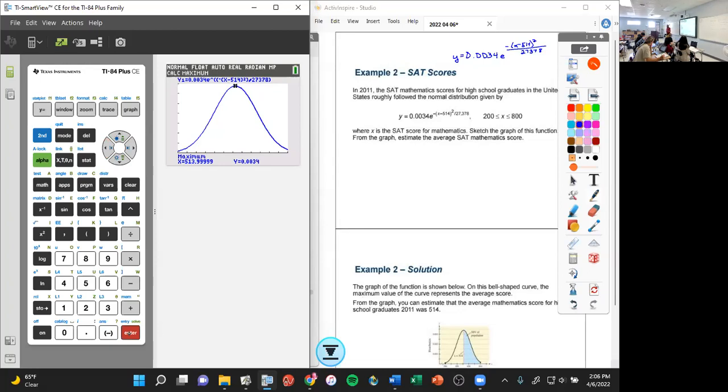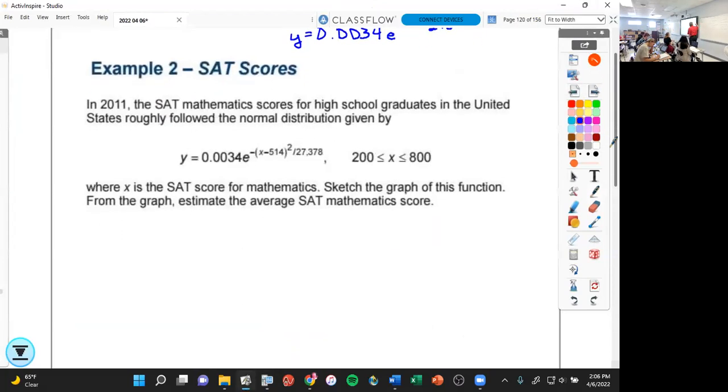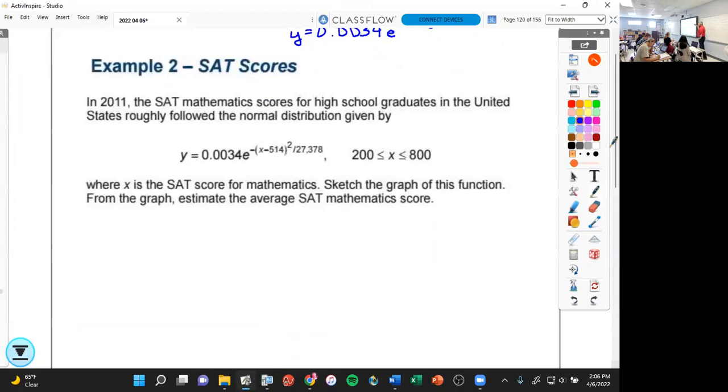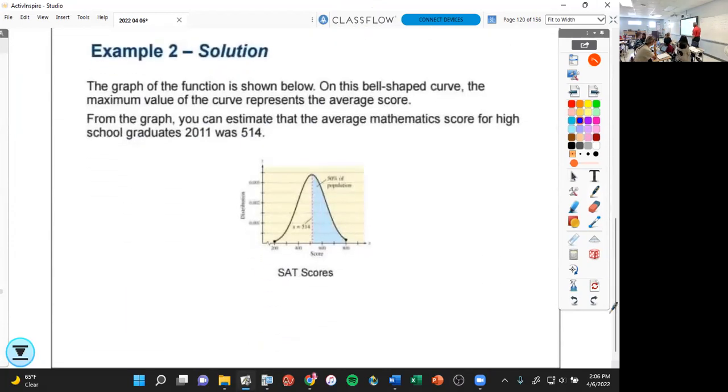What is the X value? What is that average score? 514. Why would you do that and not just trace and find the number? Calculator is going to be more precise. Sometimes the calculator is going to jump quite a bit. Okay. So there's what the graph looked like. Half of the population is higher than 514. Half the population is lower than 514.